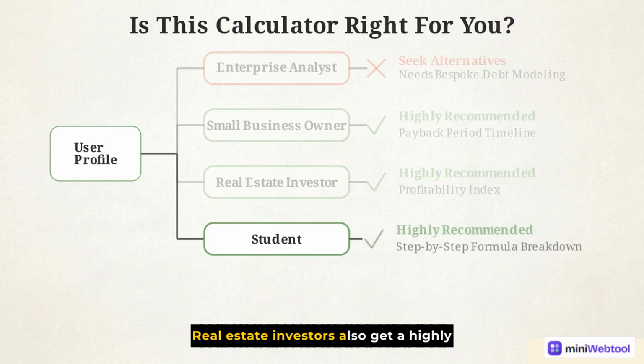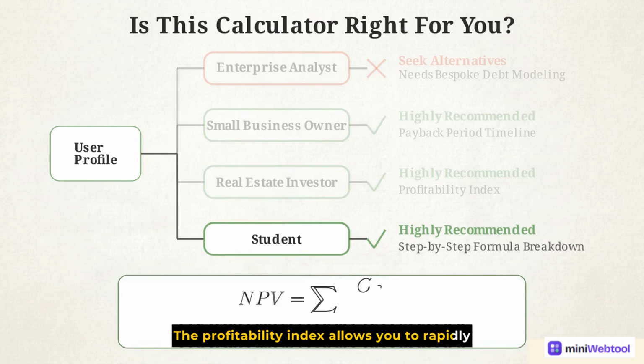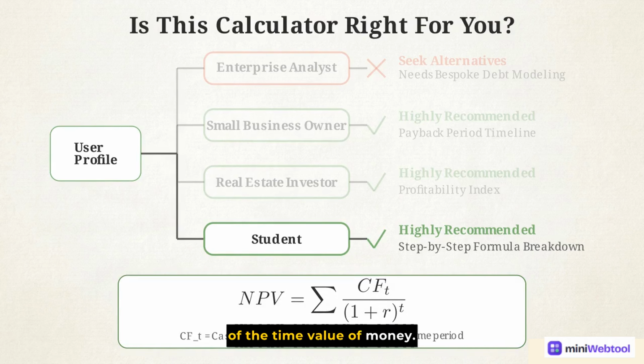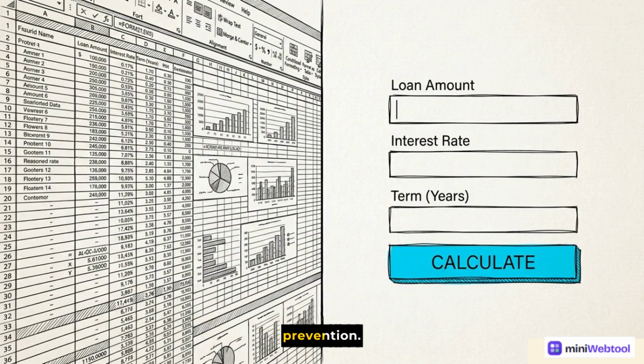Real estate investors also get a highly recommended rating. The Profitability Index allows you to rapidly compare multiple properties. And for students, it is highly recommended because the formula breakdown forces you to learn the actual mechanics of the time value of money. Ultimately, you are trading the infinite blank canvas customization of a spreadsheet for a rigid, guided interface that prioritizes speed and error prevention.